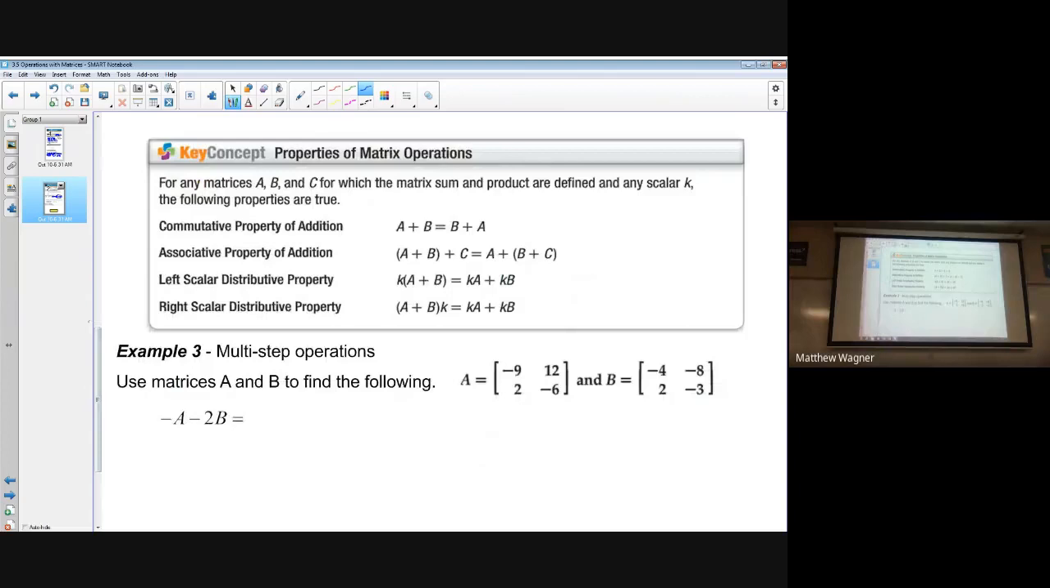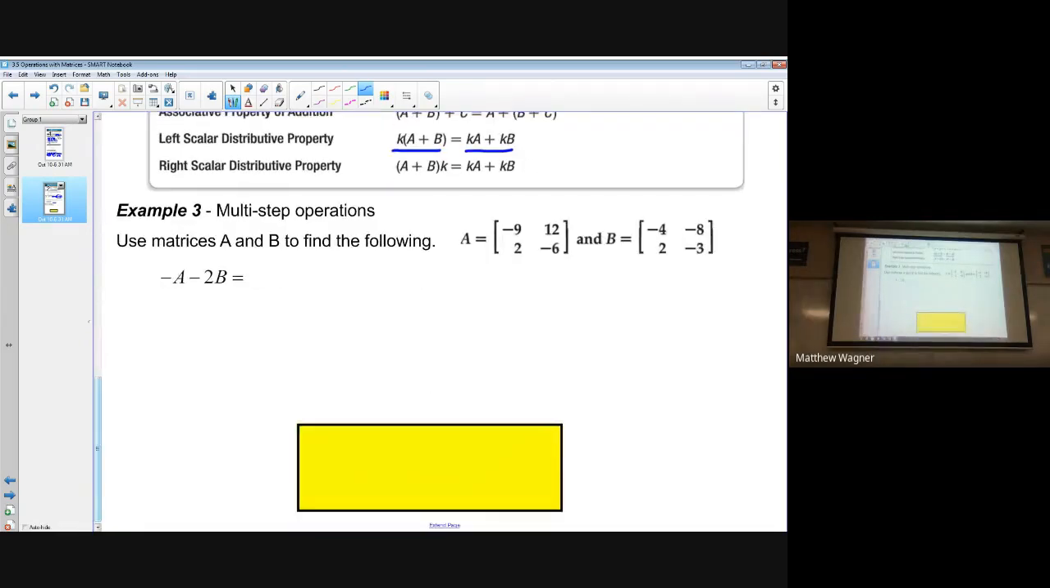Just wanted to show you this chart here. There are some properties of addition that hold true with matrices. There are other properties that don't hold true. You don't necessarily need to know these by heart, because I might ask you to do K times A plus B, or A plus B, or show this is the same as this if you did the operation separately. But again, you don't need to know those by heart. I might ask you to perform that operation. And that's what example 3 is all about.